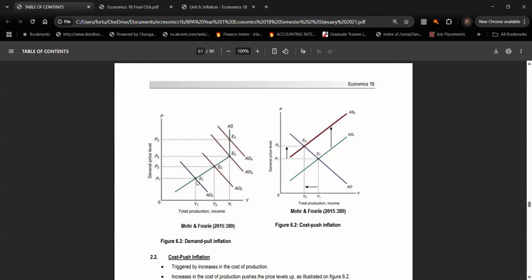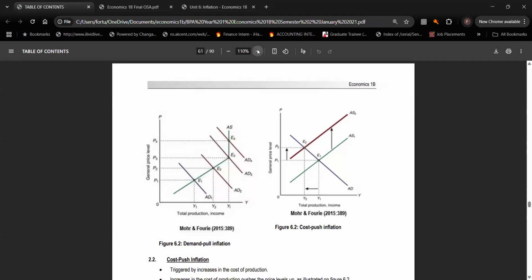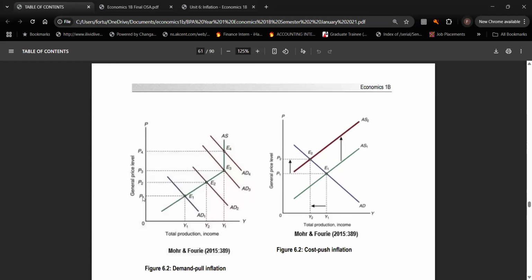You can see here that at aggregate supply 1, AD1, equilibrium level 1, we have the quantity at Y1. I can see there, I think it's Y1, yeah. Let me try to zoom in. Yeah, it's Y1. Then we have P1. So this indicates that at this particular level, that is the prices that are prevalent within the economy, and this is the quantity that is being produced within that particular economy.